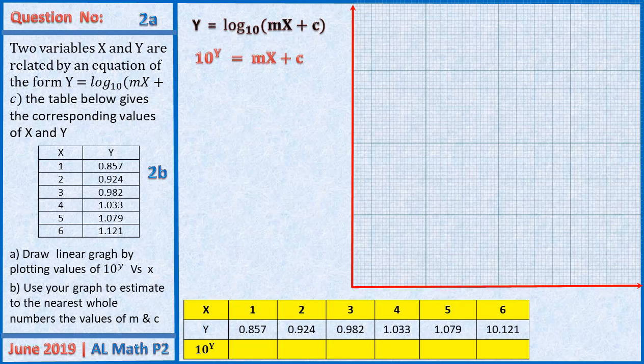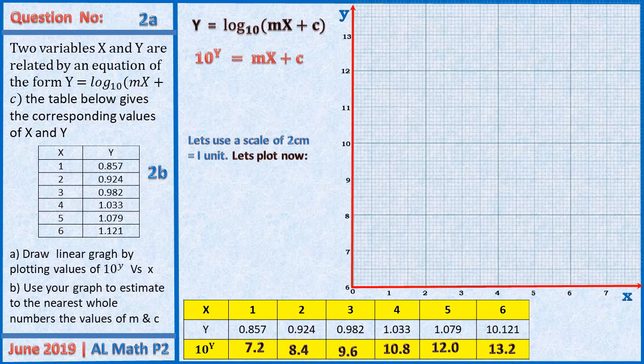So the table has been given to us. Each of the y values, we raise 10 to each of the y values. So the first value we have 10 to the power 0.857 giving us 7.2. Second one 10 to the power 0.924 giving us 8.4. Same with the third 9.6, 10.8, 12.0 and 13.2.